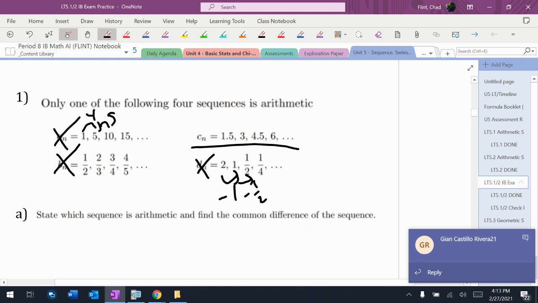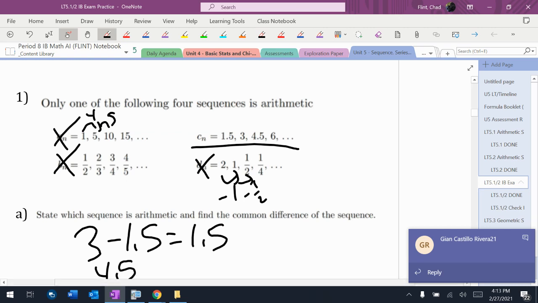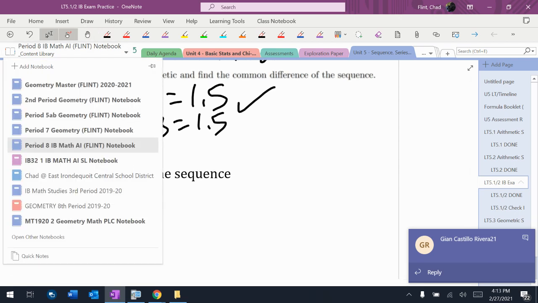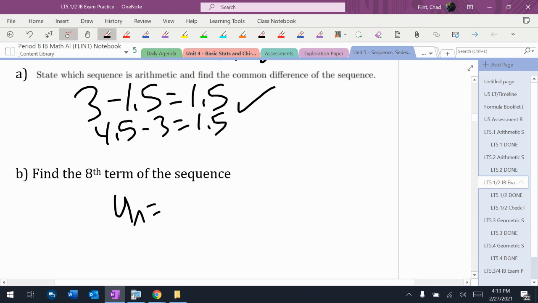All right, if I got to find the common difference, 3 minus 1.5 is 1.5, and 4.5 minus 3 is 1.5. So that's the common difference. And then this says find the eighth term, so I can use the formula, which is un equals u1 plus n minus 1 times d.